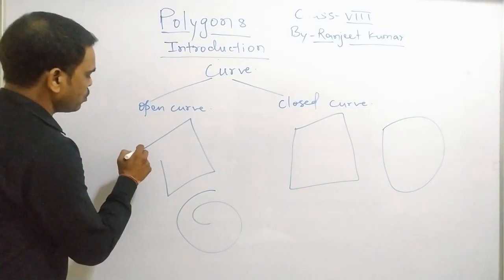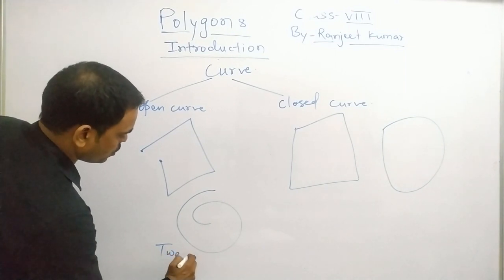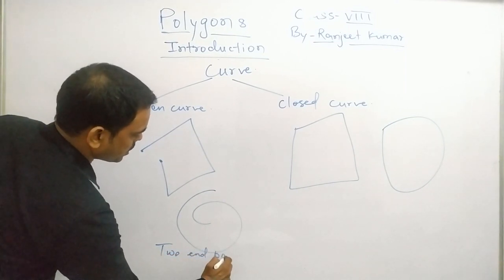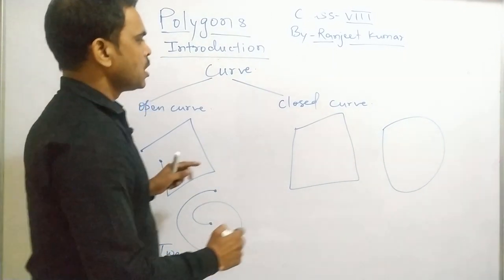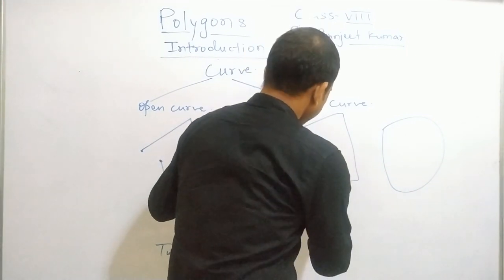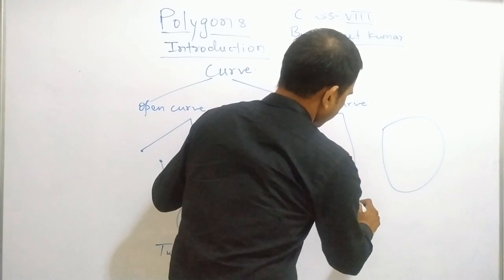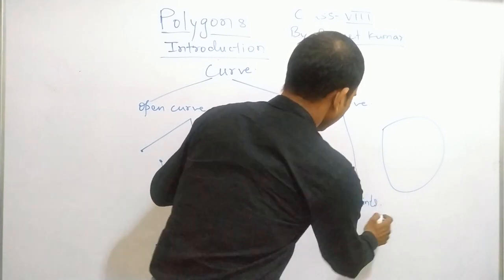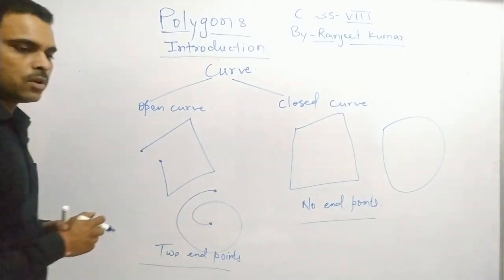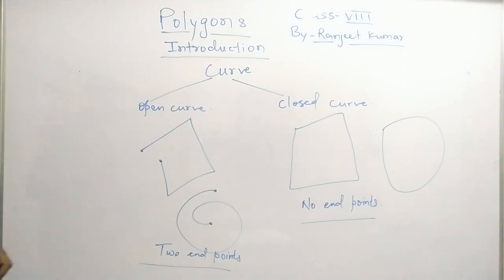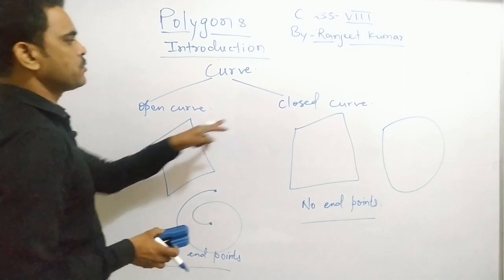You can see in an open curve there are two end points. Okay, two end points we will get. You can see here also. But in a closed curve you will not get any end points. So, no end points. This is the only difference between an open curve and a closed curve. Okay, next we have to know about this closed curve. We will classify it more.